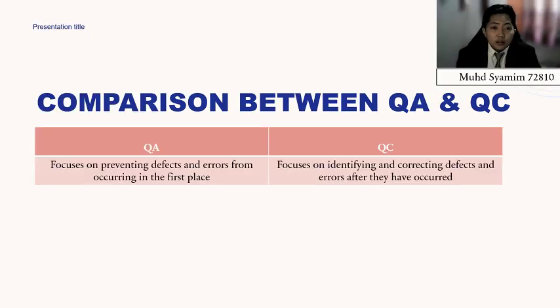The basic comparison between QA and QC. Basically, QA prevents defects and errors from occurring in the first place, before the product is manufactured. Meanwhile, QC focuses on identifying and correcting defects and errors after the product has been manufactured.